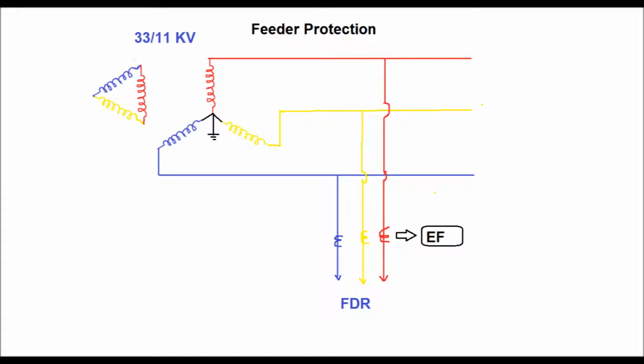First, I will discuss the impact on the feeder protection if the neutral point of the star winding is not connected to earth. I will discuss a 33 by 11 kV transformer where the 11 kV side is star connected winding and the star point, that is neutral point, is connected to earth. From the 11 kV substation, the 11 kV feeder is emanating, and from the red, yellow and blue phase CT secondary side, a relay is connected which is called the earth fault relay.